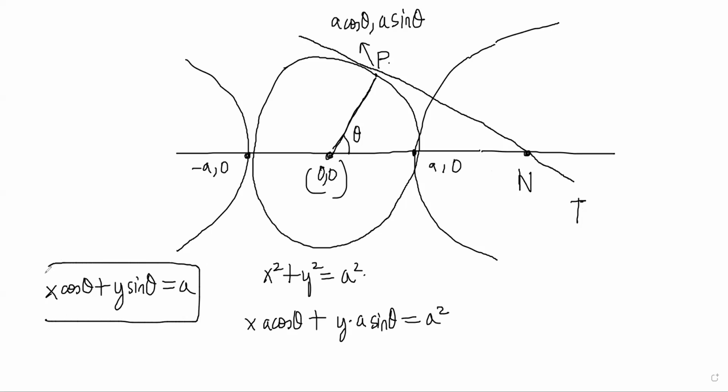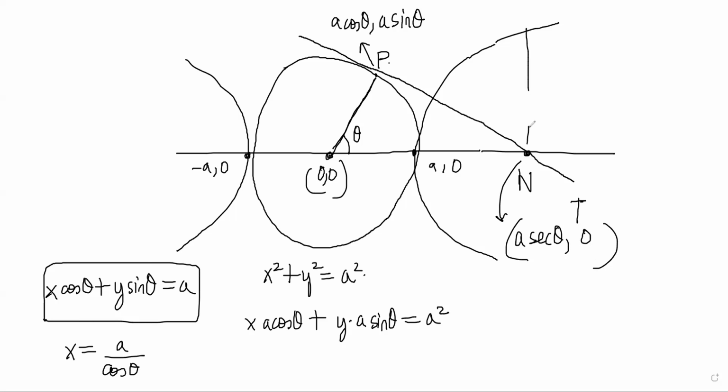Now, where will this line meet the major axis or the transverse axis of the hyperbola? That is happening at y is equal to 0. So x will be equal to a by cos theta, right? So this point would be a sec theta comma 0, right? Now from this point, you have to draw a perpendicular to the transverse axis. So this is 90 degrees, and find the point where it intersects the curve, P dash.